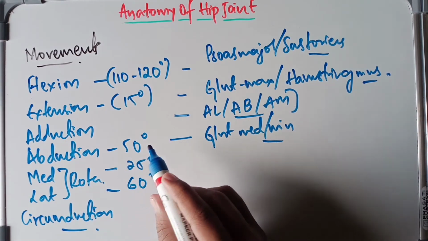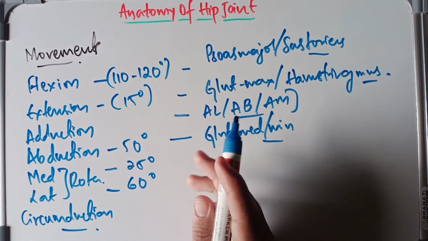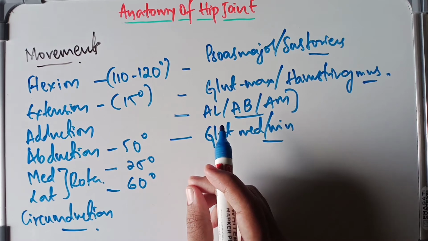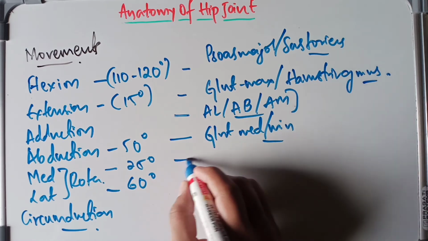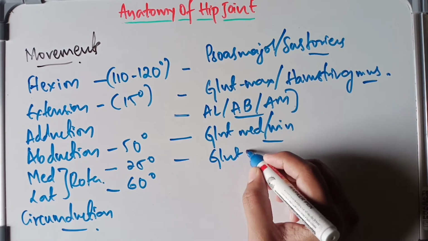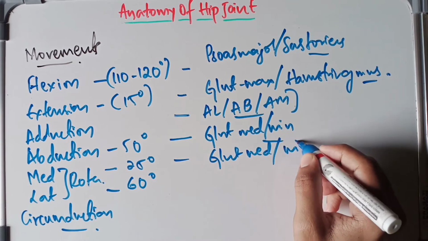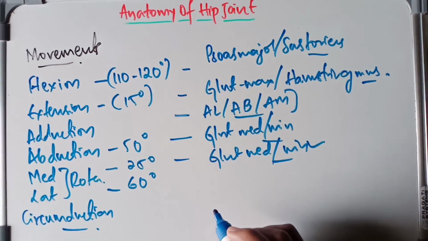Finally, coming to the medial rotation, it is by the anterior fibers of the gluteus medius as well as the minimus. So glute medius and minimus perform the medial rotation of the hip joint.